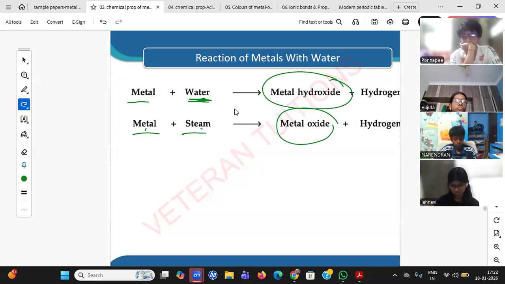Yes, iron reacts with steam, student. Yes. Metal hydroxide plus hydrogen gas. Okay.